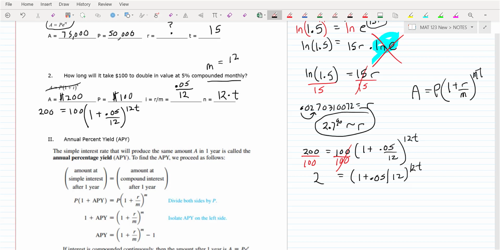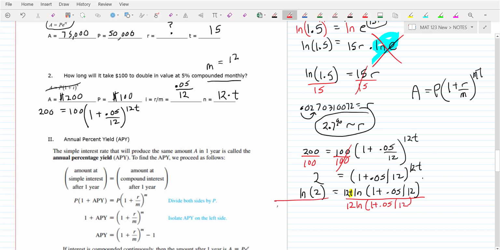And see, the reason that I don't even have to give you the $100 is because you would end up with 2 anyway, okay? So now I'm going to do the log of both sides. So I'll do the log of 2, and then I'll do the natural log of 1 plus 0.05 over 12 to the 12t. And again, you can move that 12t down in front like that, okay? And what you're trying to do is get t by itself. And what you're really doing is dividing both sides by 12 ln, 1 plus 0.05 over 12.